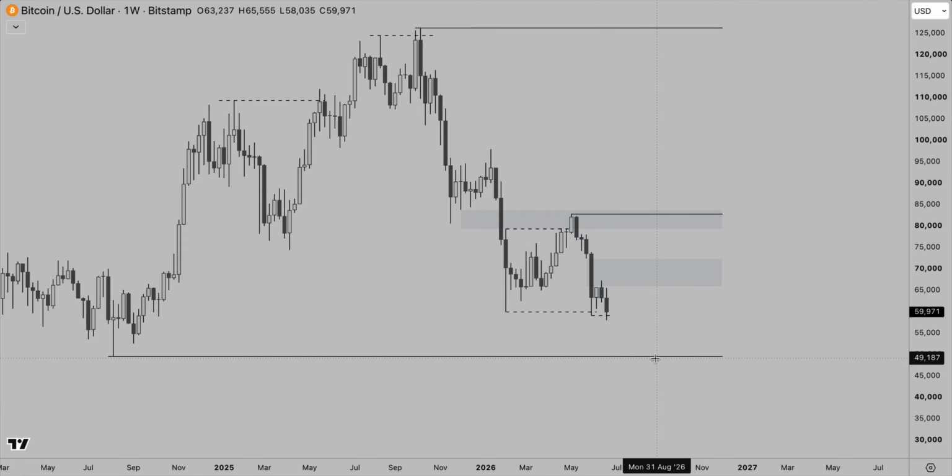How can we actually take entries on the way down or on the way up? I will be showing you exactly the entries I will be taking as well as the entries that I am in. So stay until the end of the video.